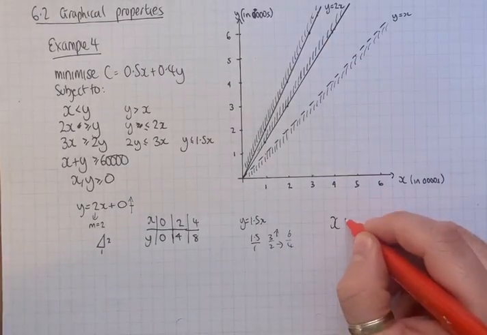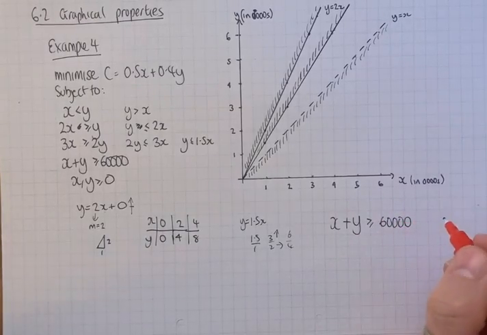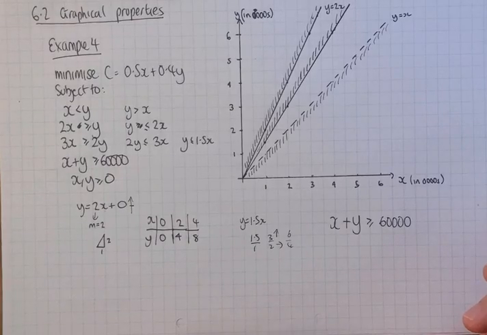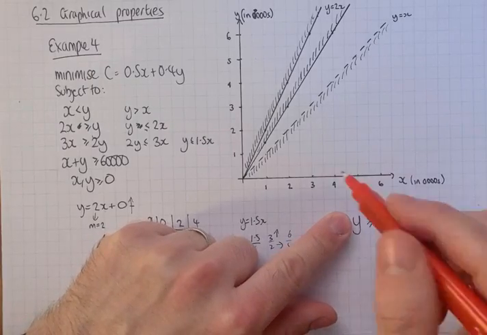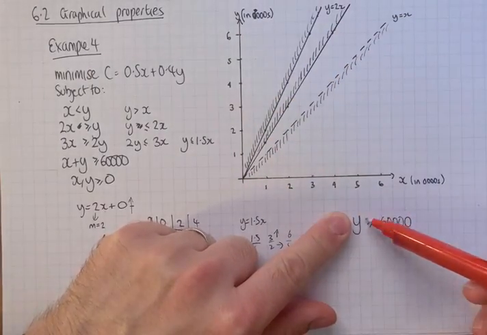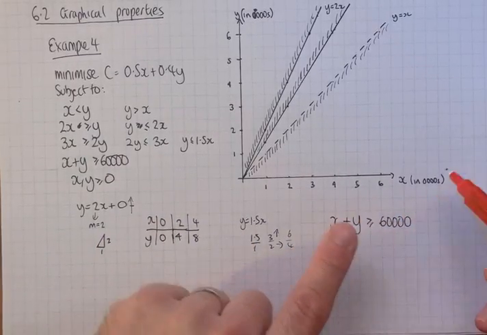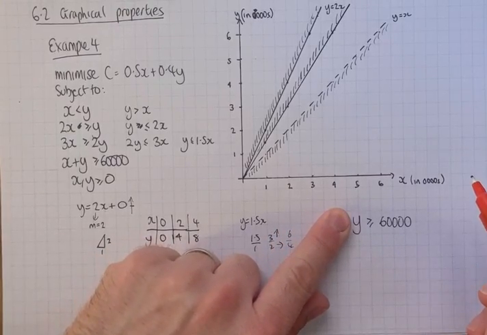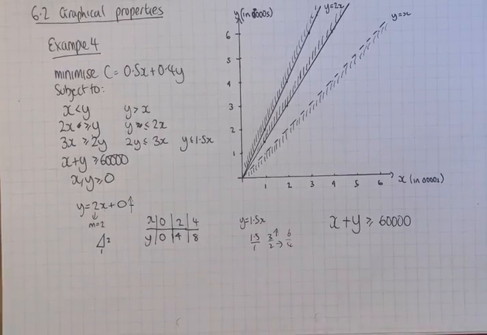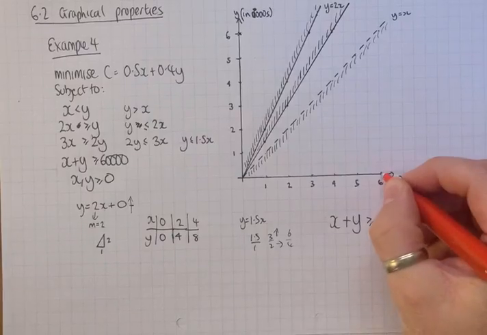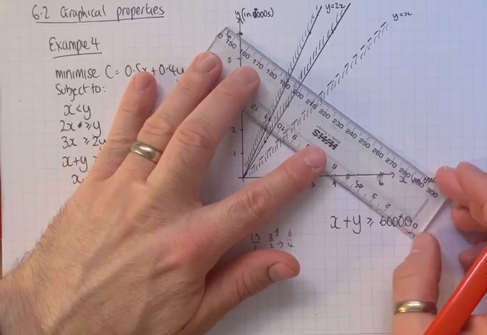Okay, the final one, x plus y is greater than or equal to 60,000. To do that, we're going to work out where the lines will cross the x and y axes. When x is 0 along the y-axis, y is 60,000. When y is 0, x is 60,000. So actually, just use a simple cover-up method. y is 60,000, x is 60,000. So that tells you where it will cross each of the axes. So 60,000, 60,000. Okay, it's a bold line.